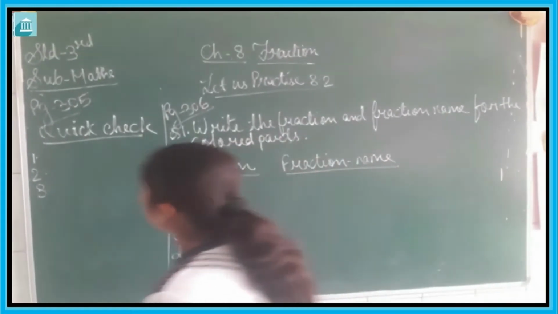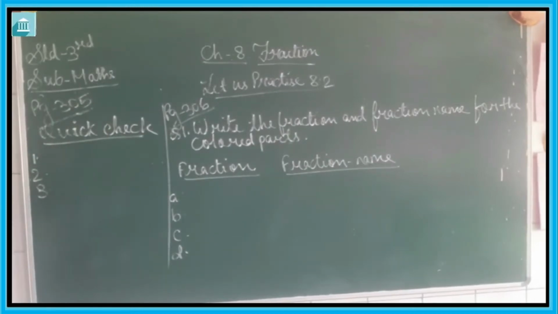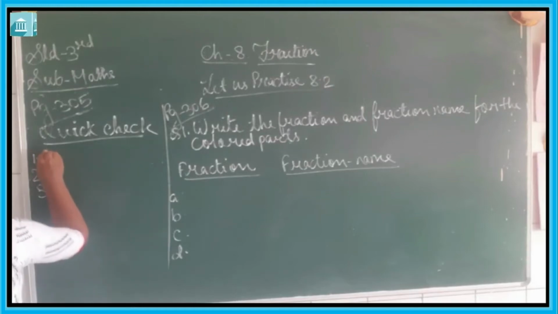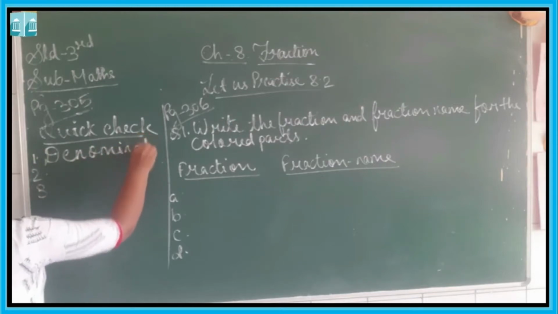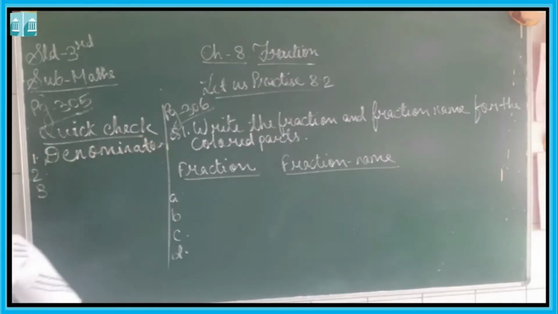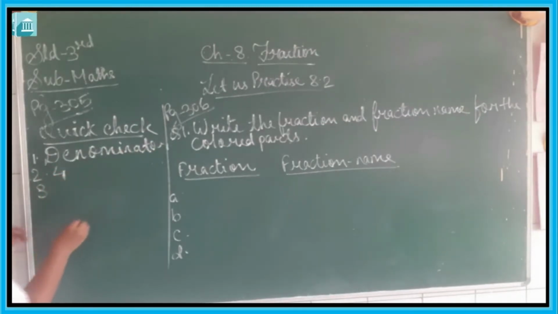Now come to page number 305, that is the quick check. Okay, the first question: what are the total parts of a fraction called? What do we call the total parts? Denominator, and the shaded part is the numerator. So the total part is the denominator. Second, how many fourths make a whole? 4 fourths make a whole.